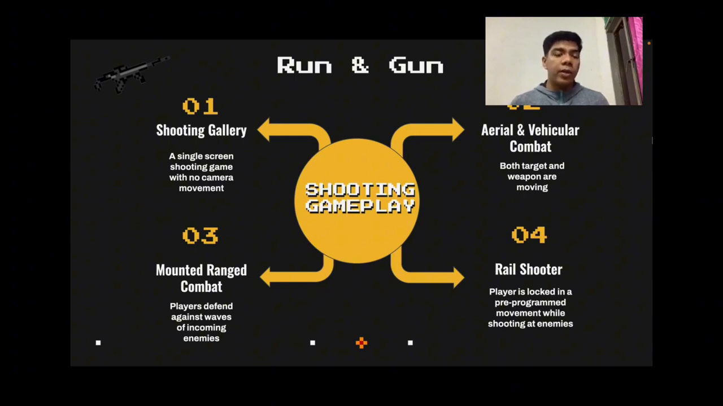All 4 of these shooting gameplays have different attributes, where shooting gallery is fast paced and the user only needs to click at the target to kill the enemy. The next one is aerial and vehicular combat, where the timing is quite slow compared to shooting gallery. For mounted range combat, the game is usually based on high score, where the highest number of waves that the player managed to eliminate is the highest score. For rail shooter, the programmer has more control over the game experience, since the movement and also the camera movement can be preset in the development stage.